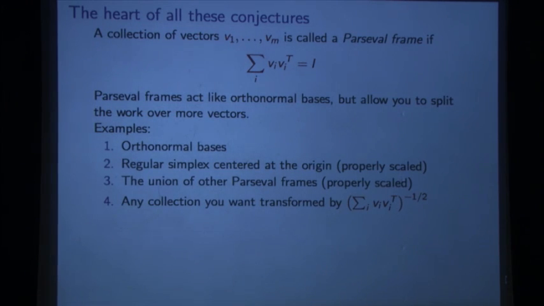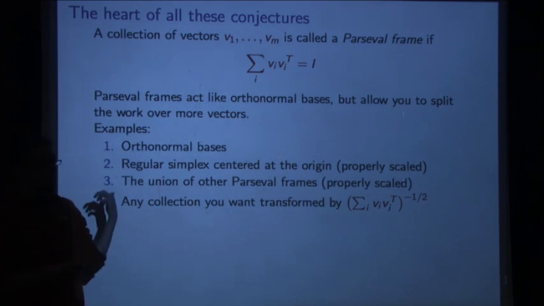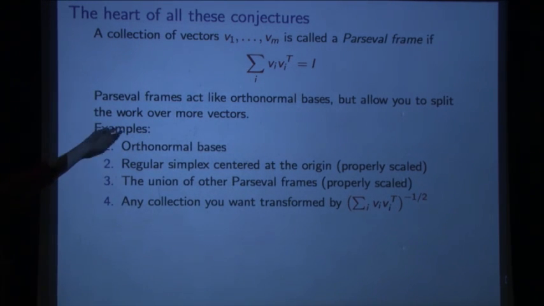Why are orthonormal bases Parseval frames? Because if you sum e_i e_i transpose over all of the i, it's the identity. e_i e_i transpose is just a matrix with a 1 in the (i,i) entry and all the rest are 0. And all other orthonormal bases are just rotations of that. So you have v_1 through v_m, and you're trying to give a redundant version of an orthonormal basis.